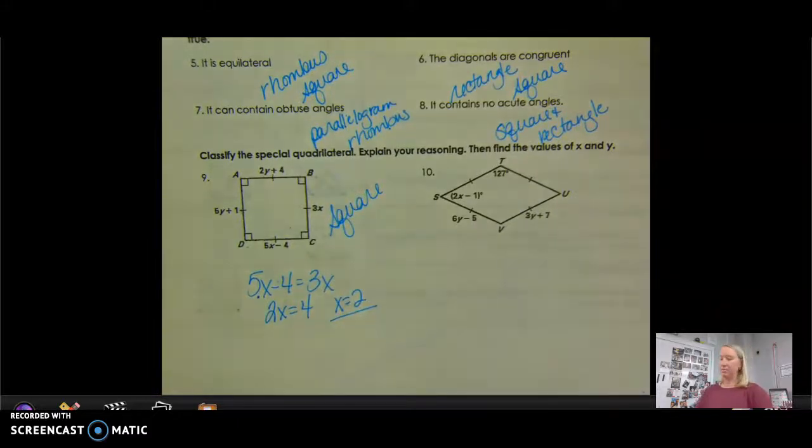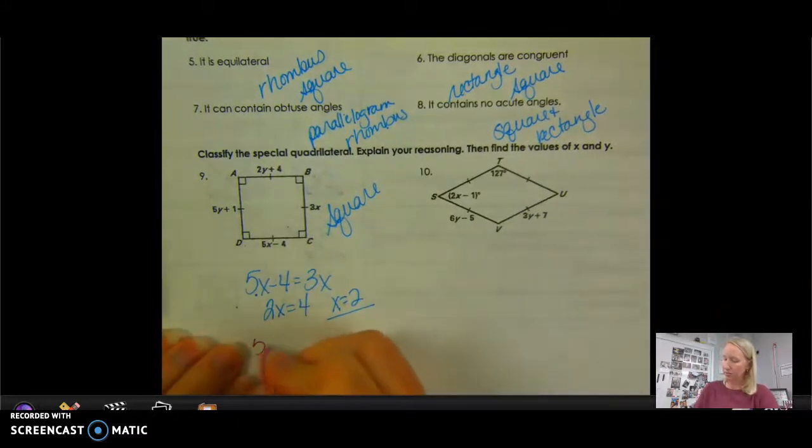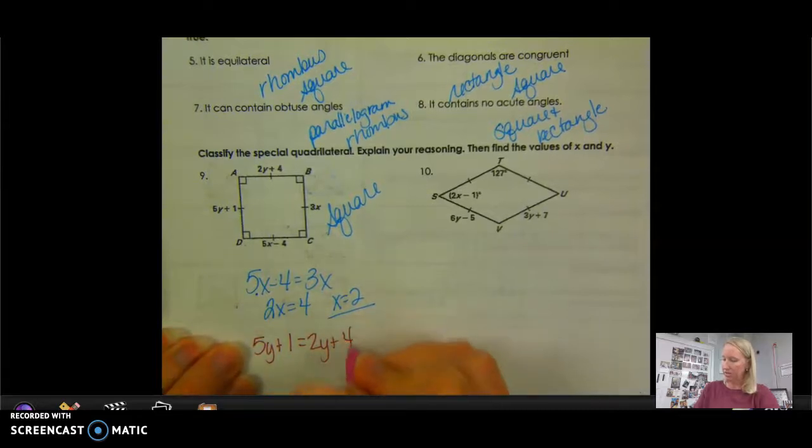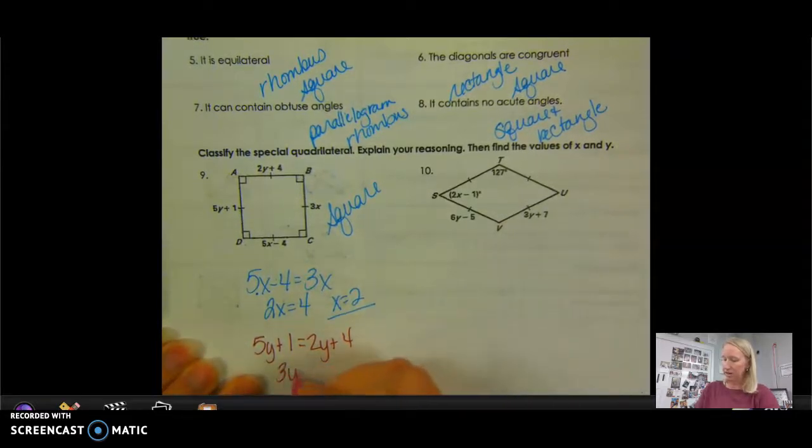And then to find y, same thing. This is congruent to this, so I'm going to do 5y plus 1 is equal to 2y plus 4. Subtract 2y, so I get 3y. Subtract 1 and I get 3, so y equals 1.